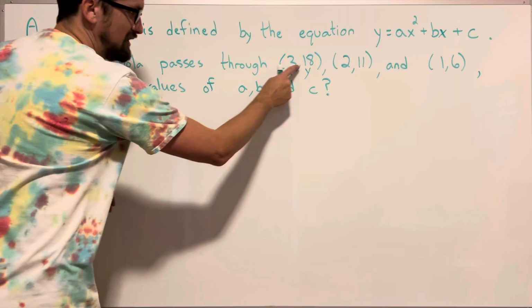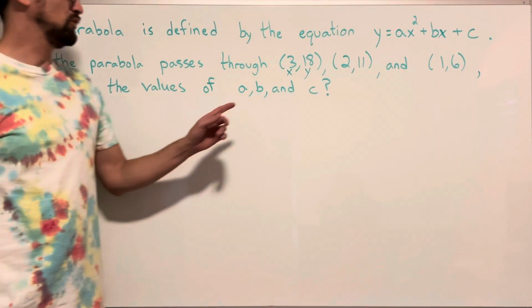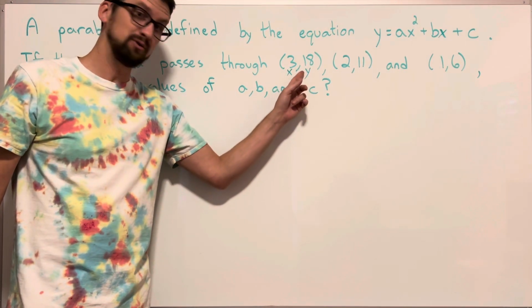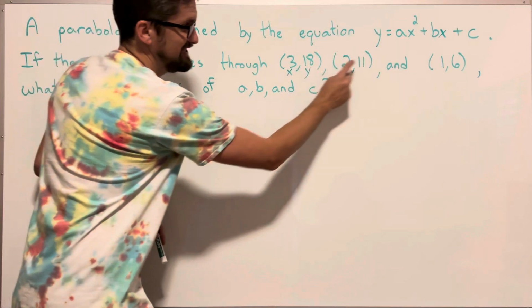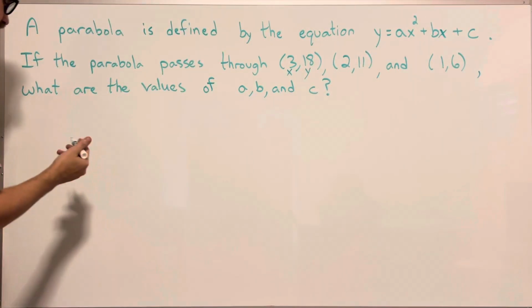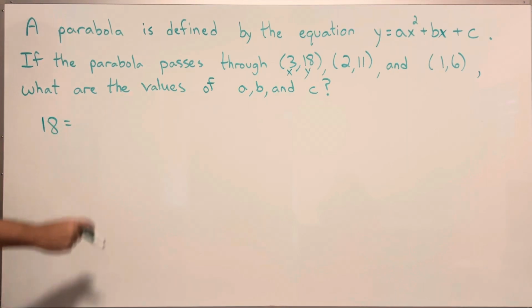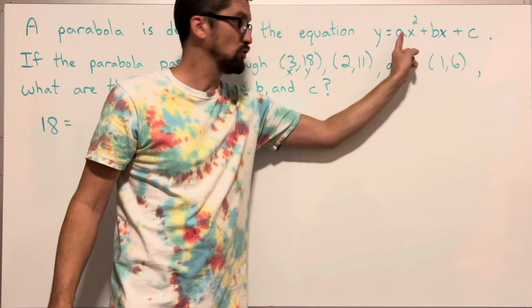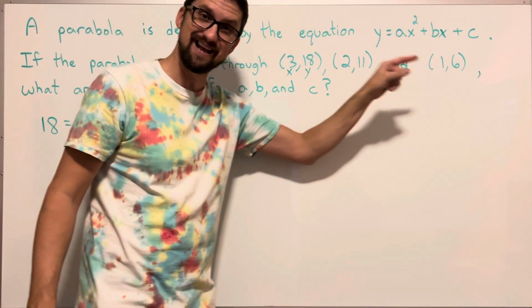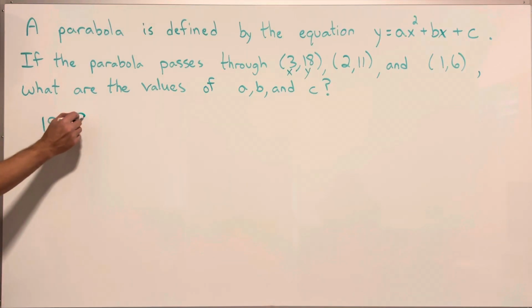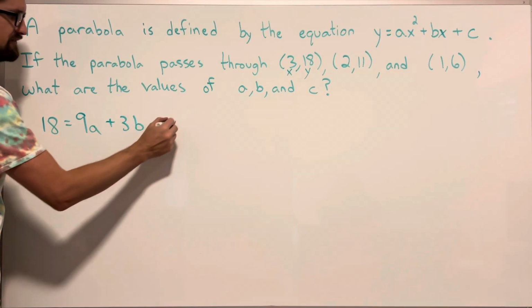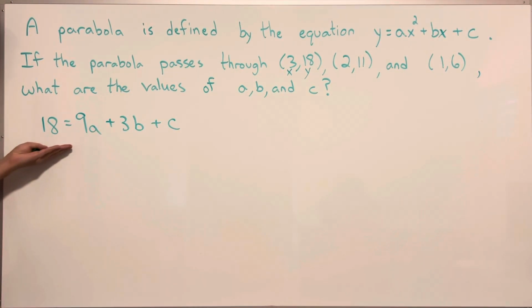All right, what I'm going to do is plug in each of these points. In an ordered pair, the first number is the x value, and the second value is the y value. So I'm going to plug 18 into the y value, and I'm going to plug 3, the x value, into the two x locations here. 3 squared is 9, 1 times 9, I can write that as 9a. And then b times 3, I can write that as 3b. And I have a plus c. So this is what you get when you plug in (3, 18).